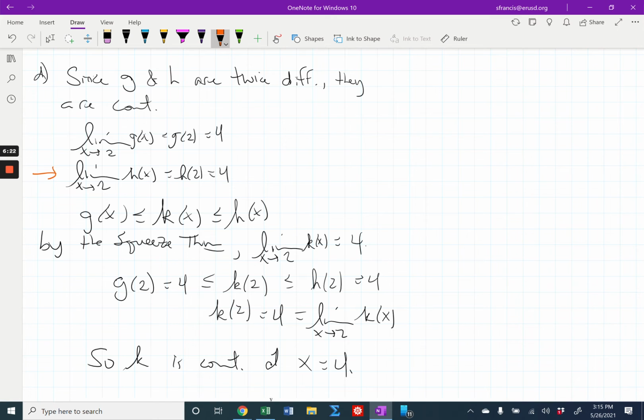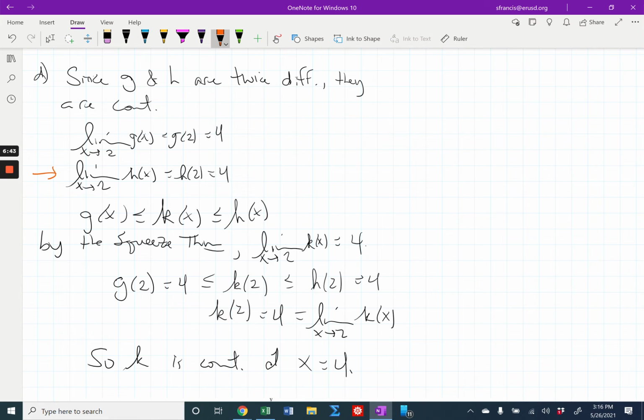Now, since k is trapped between g and h by the squeeze theorem, which they did say in the solutions that you do not need to mention. Okay, if you don't mention the squeeze theorem, you do not get penalized in this problem. That means the limit of k of x as x approaches 2 has to be 4 as well.